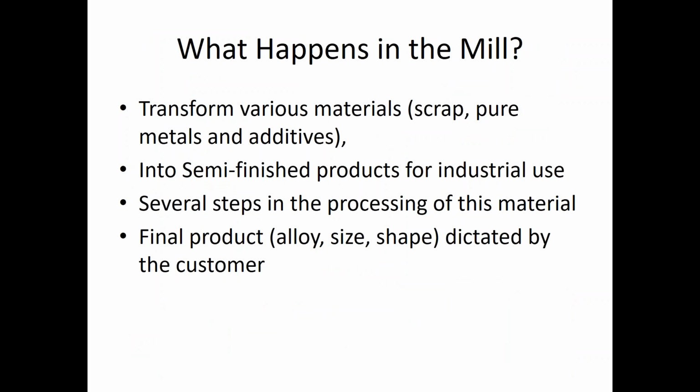What happens in the mill? We transform various materials, scrap, pure metals, and additives into semi-finished products for industrial use. There are several steps in the processing of this material. The final product, which is defined by the alloy, the size, and the shape of the product, is dictated by the customer's order.